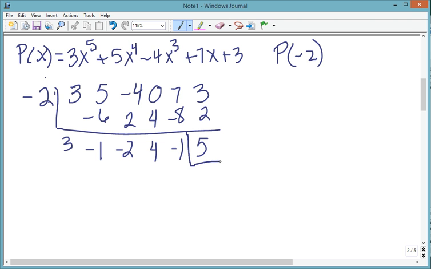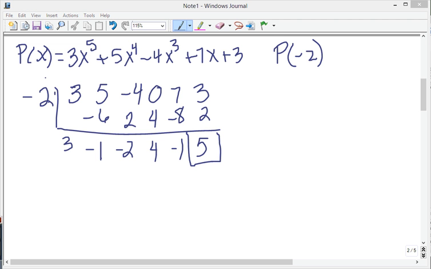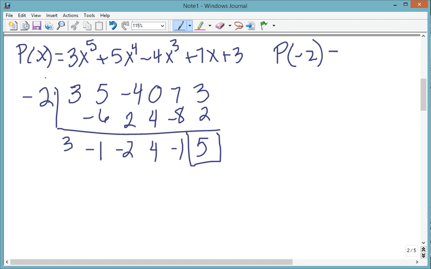So this right here is my remainder. It also means that p of negative 2 equals 5. Not negative 5, just 5. Okay?